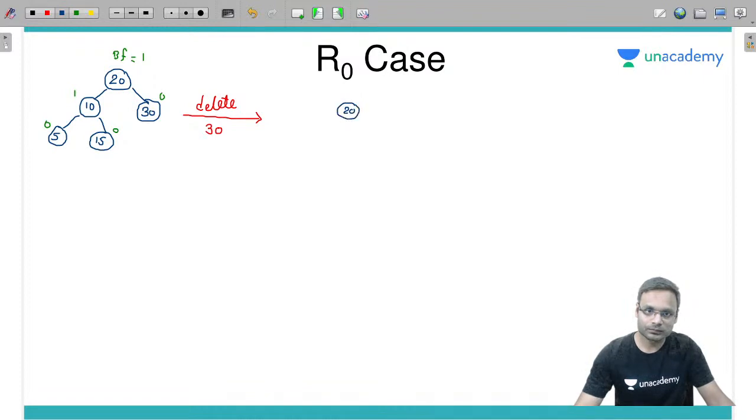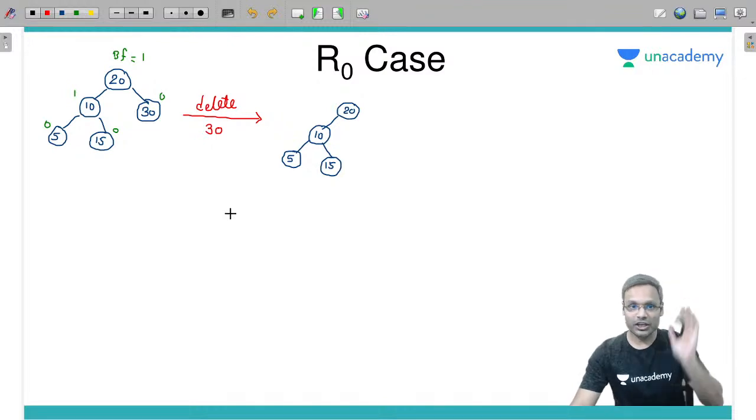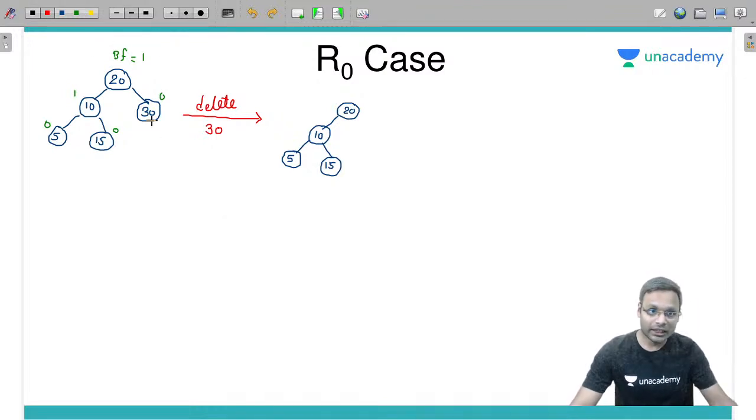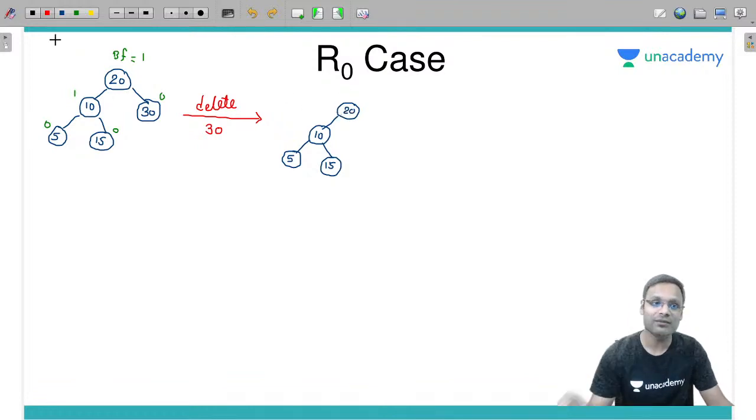20, 10, 5, 15, right side gone. Now if right side gone, you just check where you have deleted the node. Here you have deleted the node. Wherever you have deleted the node, its parent you check. Same as insertion, the parent at 20 you need to check what is the balance factor at 20. What is the balance factor at 20? Balance factor at 20 will be 2 minus 0, 2.